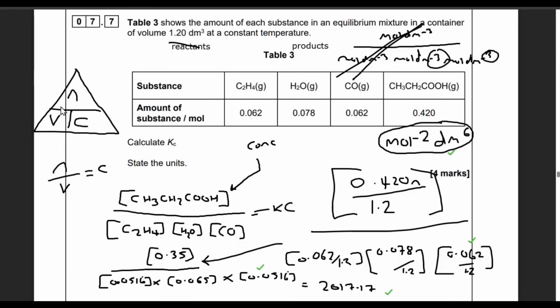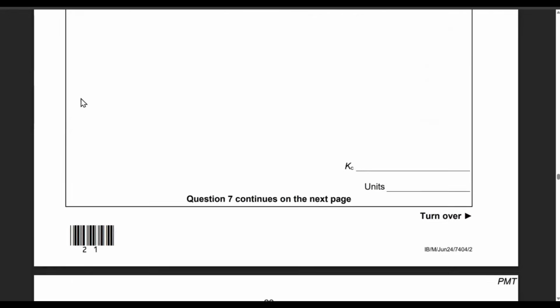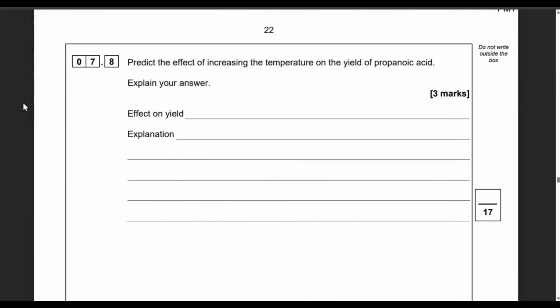All right, but it's not the end of the whole of question 7. That's just the end of that little bit there, because we've got another one, 7.8. Predict the effect of increasing the temperature on the yield of propanoic acid. Explain your answer. It's 3 marks.